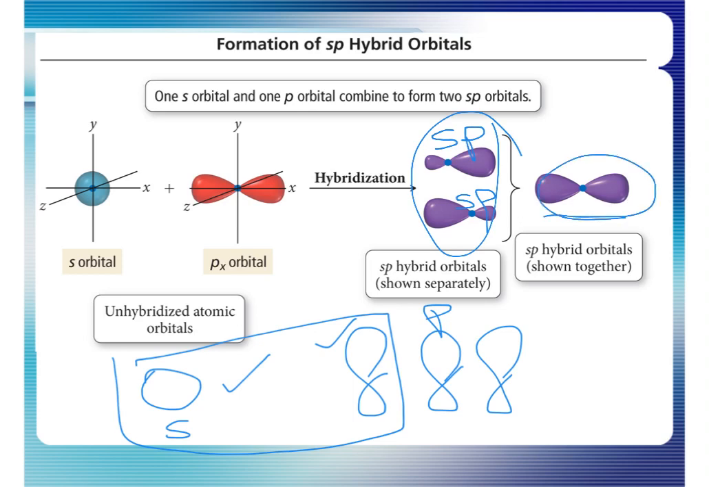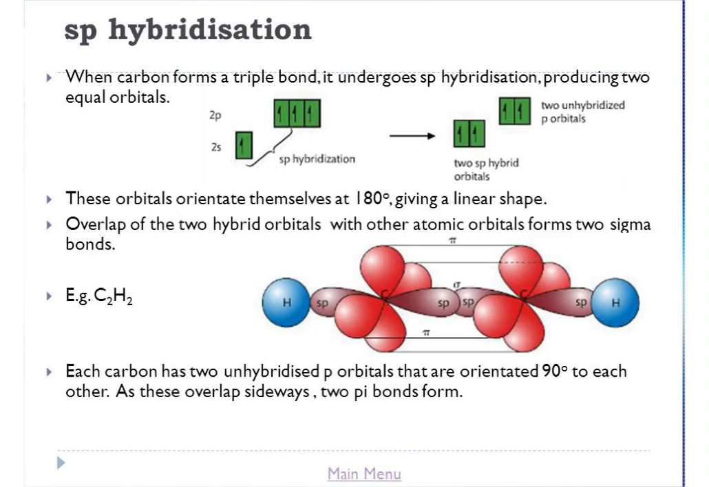And what do you have left over? Okay, when you do sp hybridization, you have 2 p orbitals that are left over. Every p orbital left over can form a pi bond. So that means if you have 2 p's left over, your structure must need 2 pi bonds. So let's look at some examples of atoms that are sp hybridized.